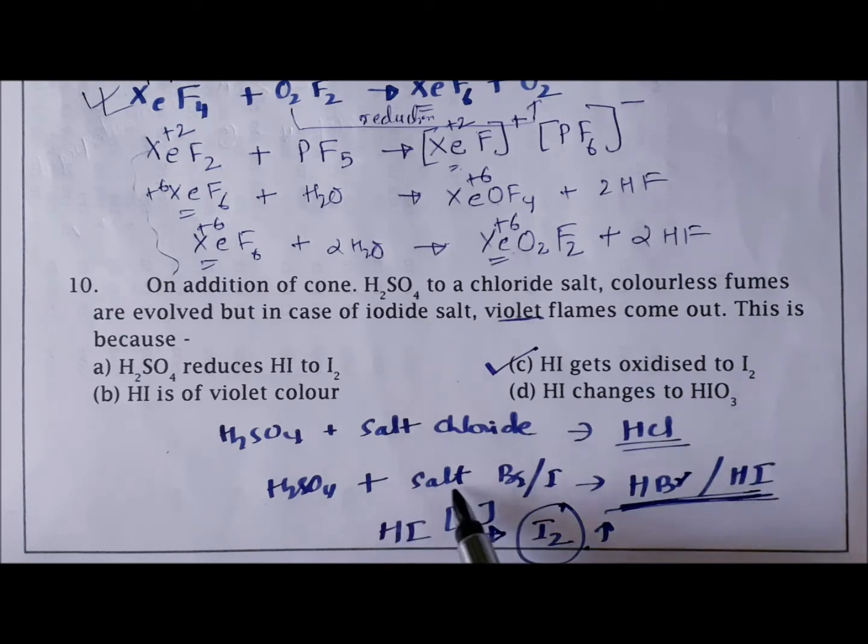Again, the salts of Br and I, the iodide and the bromide, give the acids HBr and HI, and these are strong reducing agents, so because of that they get oxidized to give iodine violet vapor.